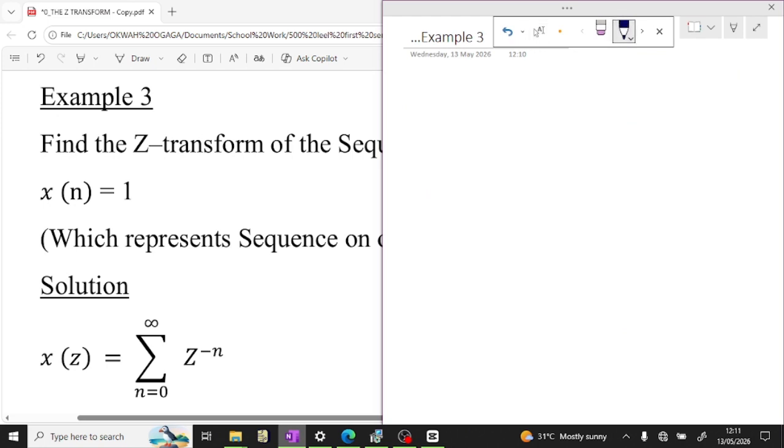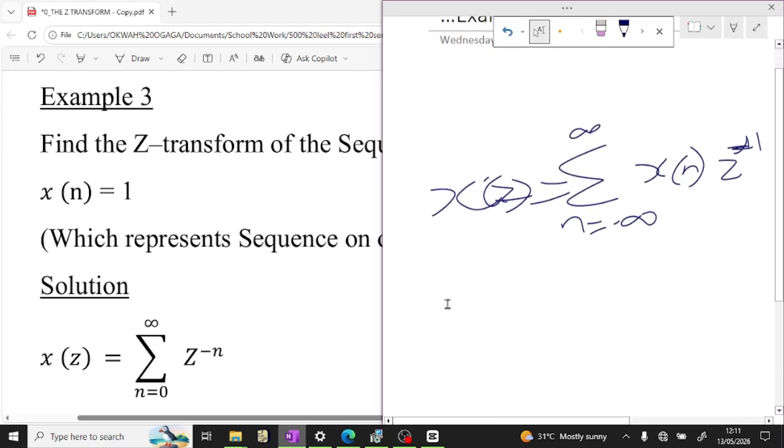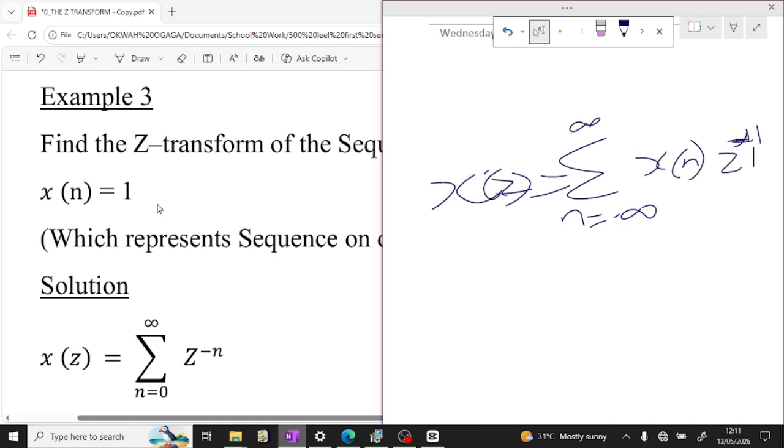Of course, we have the formula. X of z will be the sum from n equals negative infinity to positive infinity of x of n times z to the power minus n. But in our case here, what is x of n? X of n is just 1. See, this example is just so simple.